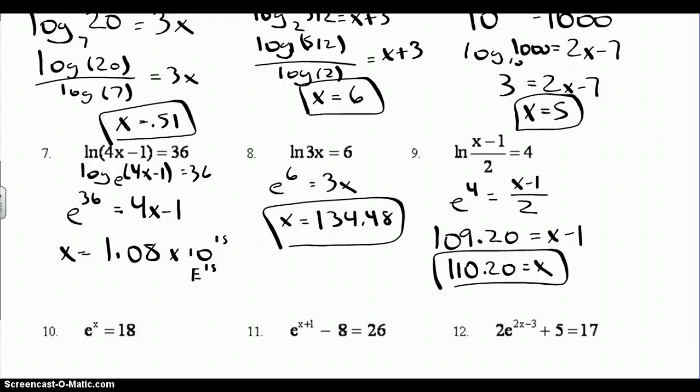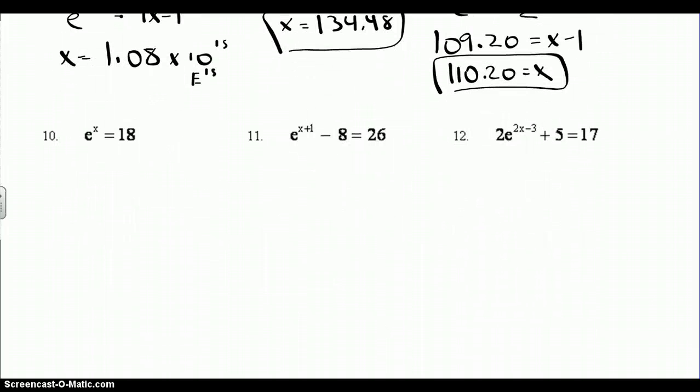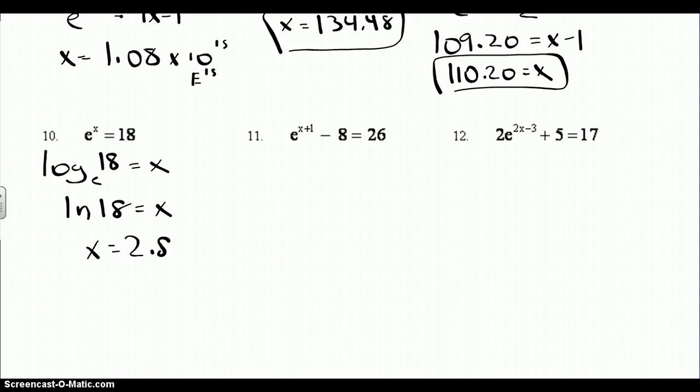Okay, we're working on the last 3 problems here on the bottom of the page, numbers 10 through 12. It's given in exponential form, so let's rewrite it in logarithmic form. We have our base is e, we're solving for the exponent, and the last number fits that hole. So log base e is just natural log of 18 equals x. Calculate that. It's approximately 2.89.